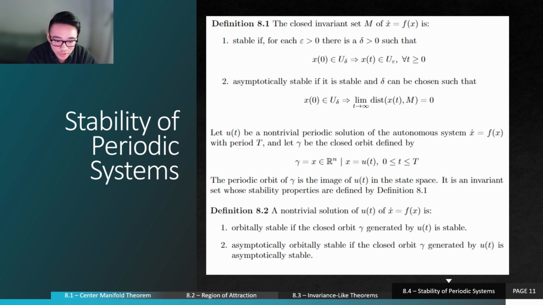Lastly, definition 8.2, a non-trivial solution u of t of x dot equals f of x is 1, orbitally stable if the closed orbit gamma generated by u is stable, and 2, asymptotically orbitally stable if the closed orbit gamma generated by u of t is asymptotically stable.